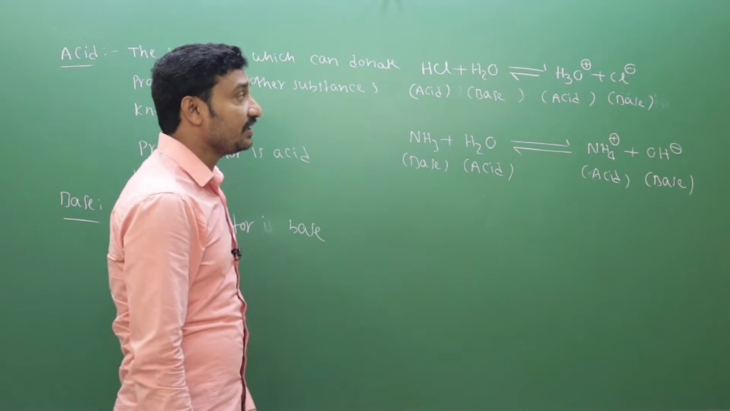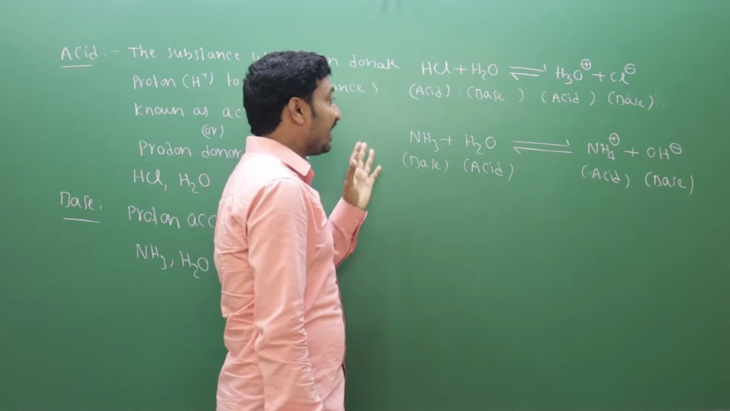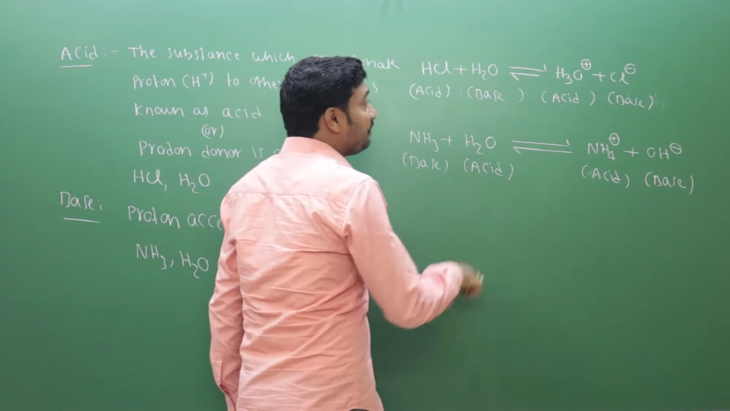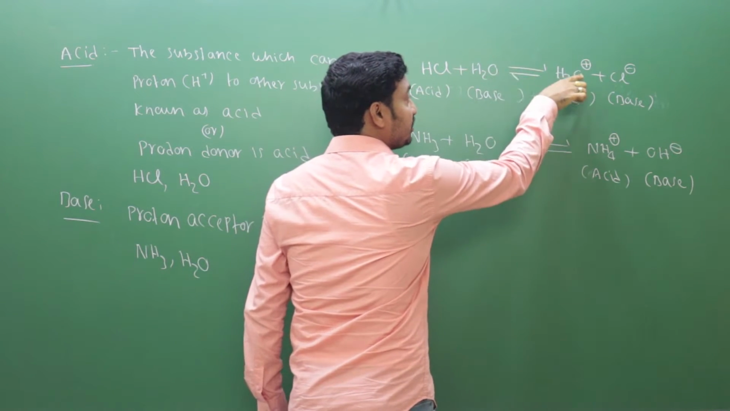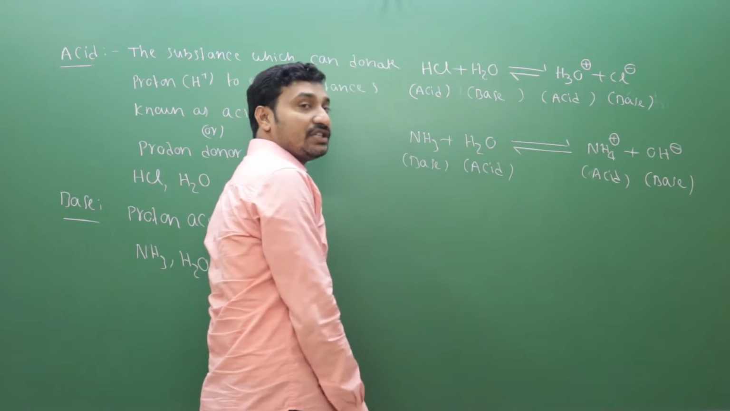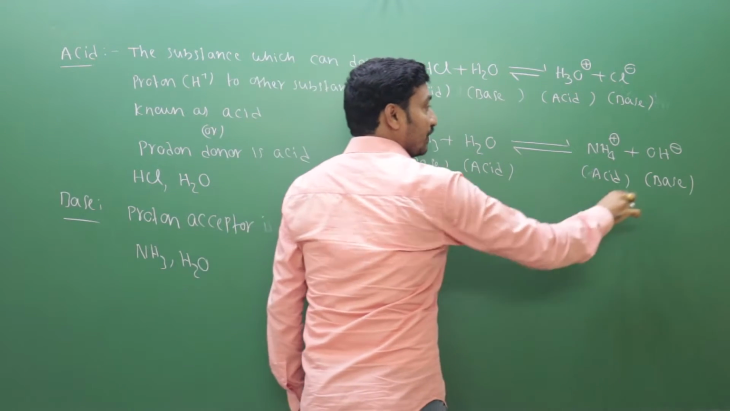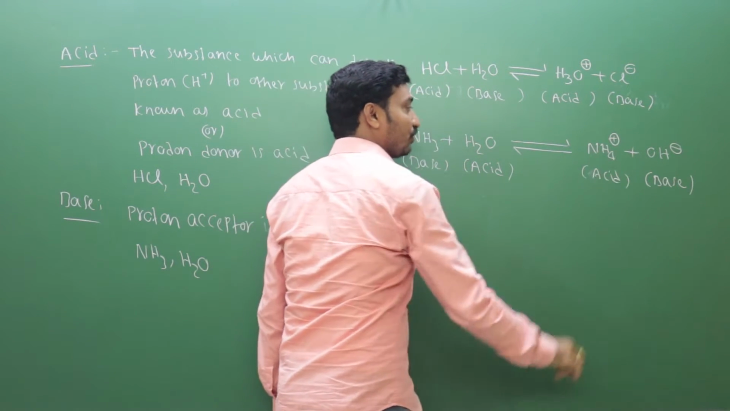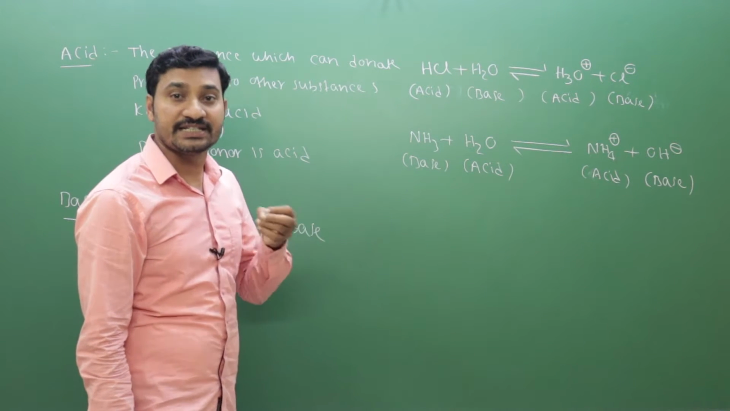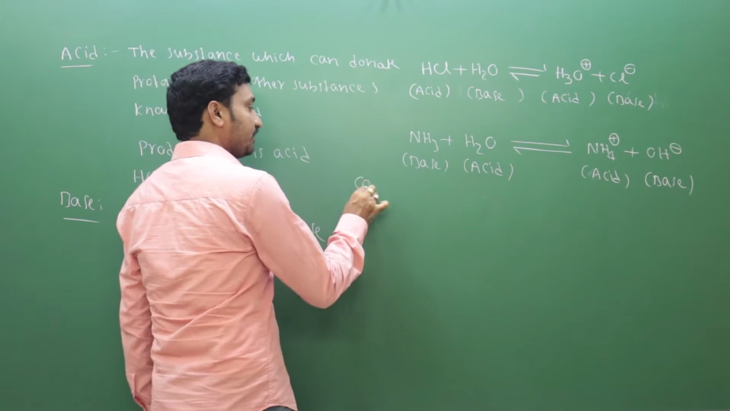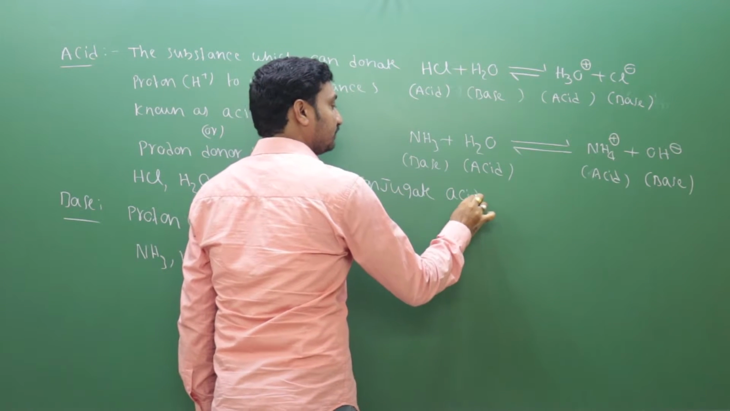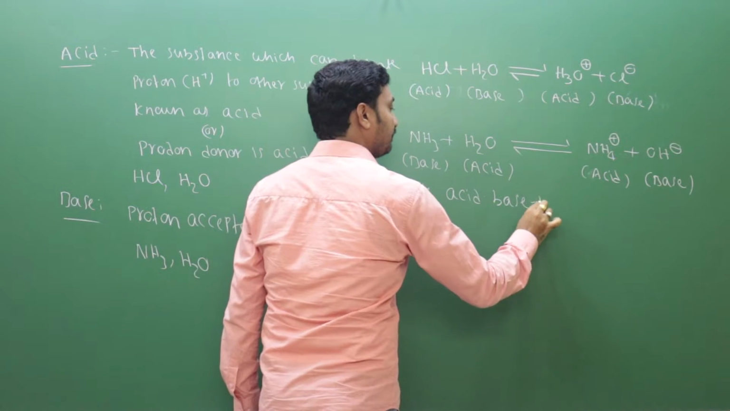Okay, so finally, if you observe, every acid is converted into its conjugate base and every base is converted into its conjugate acid. Conjugate acid-base pairs: H2O and H3O plus, H2O and OH minus, NH3 and NH4 plus. Let us discuss what is a conjugate acid-base pair.